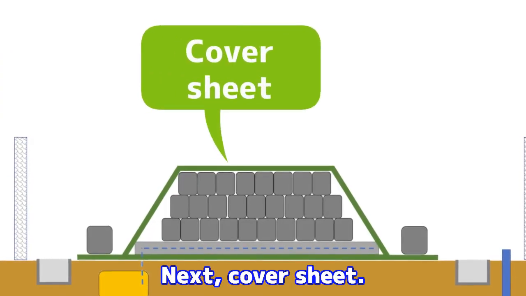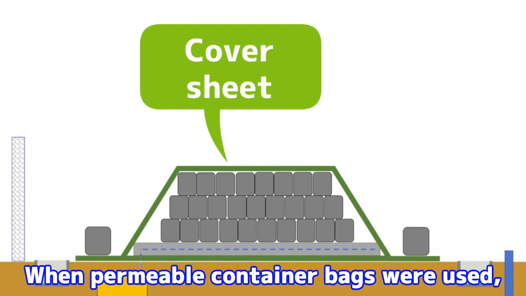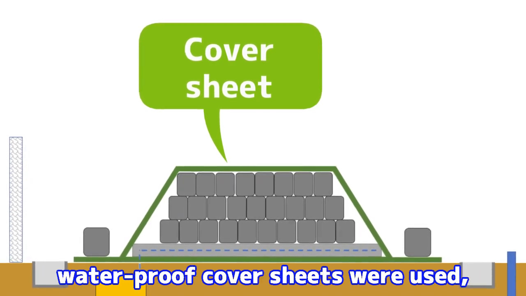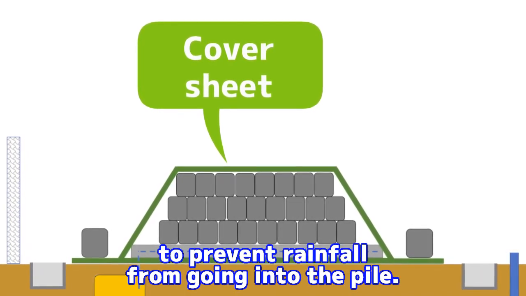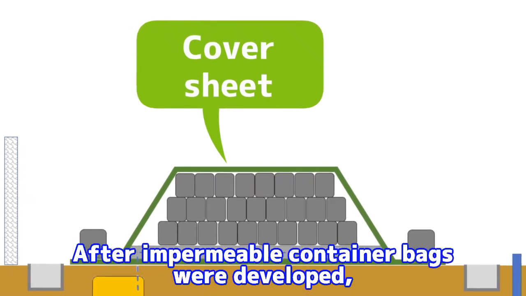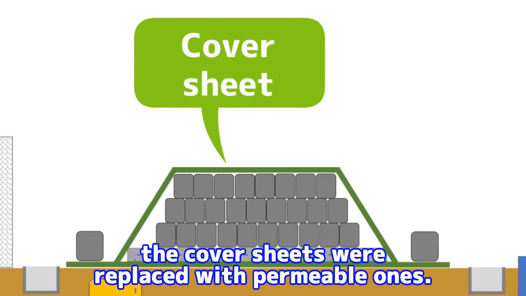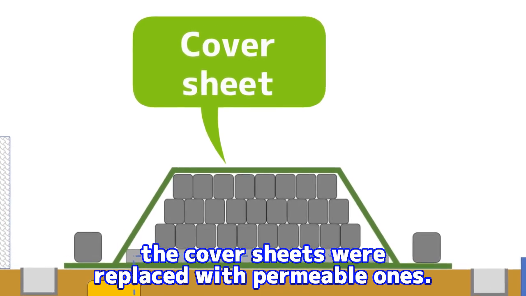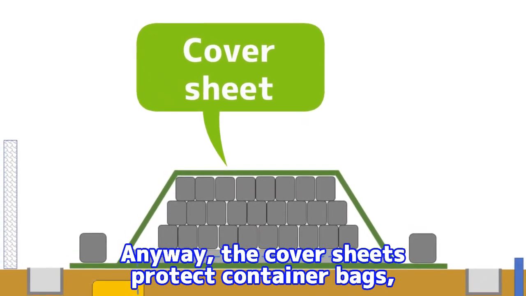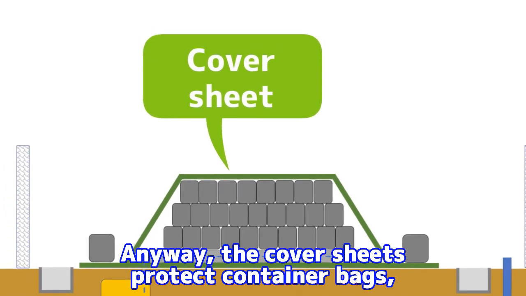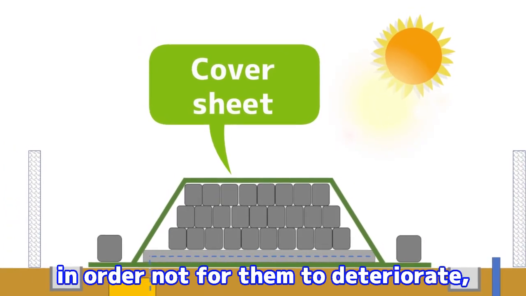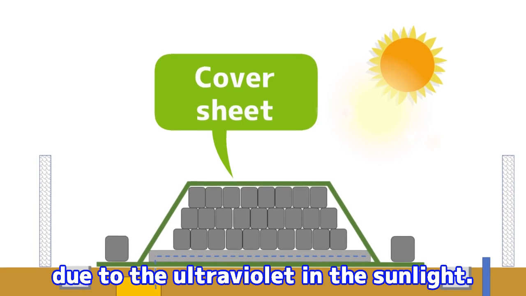Next, cover sheet. When permeable container bags were used, waterproof cover sheets were used, to prevent rainfall from going into the pile. After impermeable container bags were developed, the cover sheets were replaced with permeable ones. Anyway, the cover sheets protect container bags from deteriorating due to the ultraviolet in the sunlight.